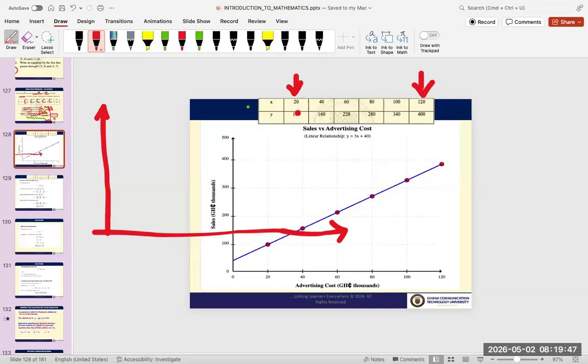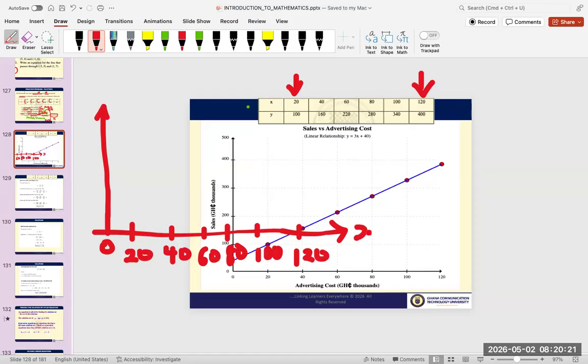So if you look at the steps, 20, 40, 60, 80, 100, 120, it means you can use intervals of 20. So you start, this is your 0, 20, 40, 60, 80, 100, 120, and then you can stop somewhere. So this is your x-axis.